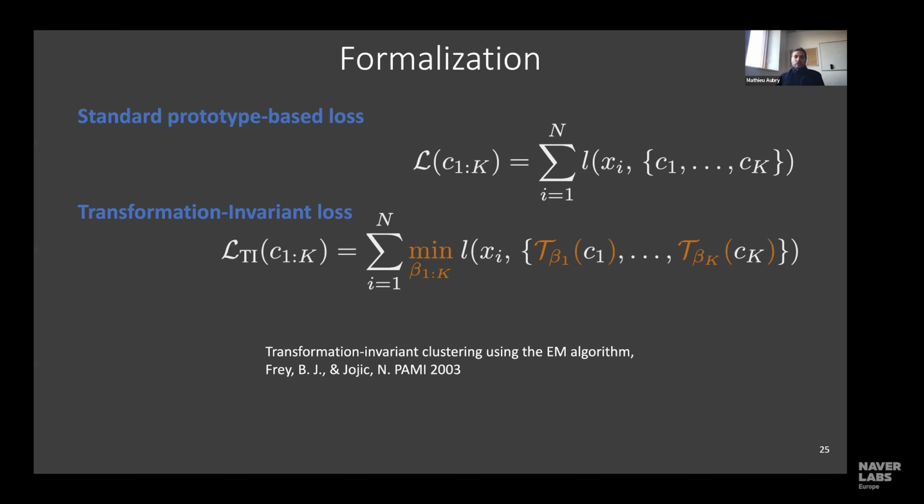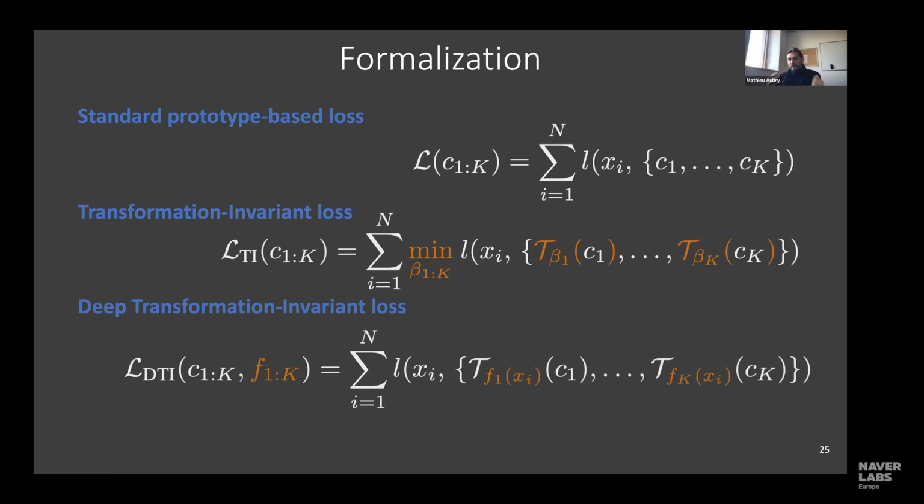So that's another idea that's actually pretty old. The first ones to develop it were, I think, Frey and Jojic at the end of the 90s. And for them, the transformation was typically just swapping pixels, swapping different pixels. And you can see that this is actually pretty hard to optimize because every time you have to optimize for the best transformation to minimize this loss. And so, in fact, what we propose is instead to predict this transformation with a neural network. So F1 to FK are neural networks that will predict the best transformation for a given sample of the different centroids. And now what we are learning are both the centroids and the deformation that you have to apply to them to explain the data.